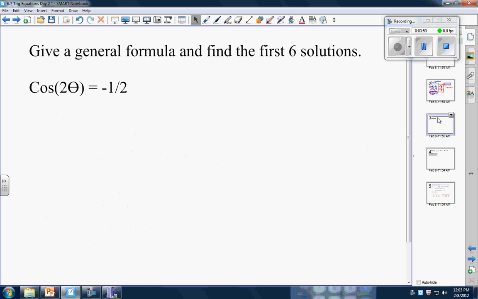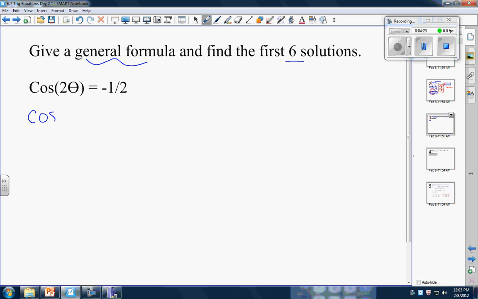Now this guy. So cosine of a double angle equals negative 1/2. If you grab your yellow sheet, you'll realize you have double angle formulas, but those aren't going to do you any good because we're just going to make this thing more complicated. It doesn't necessarily help us out. So we want to find the general formula and the first 6 solutions. So yesterday we looked at 8, now they're only asking for 6. So there's not a range for them here, just wherever the first 6 are.